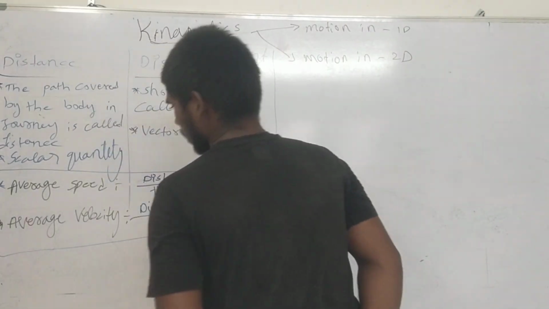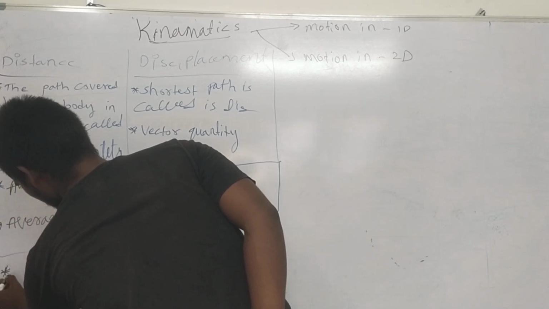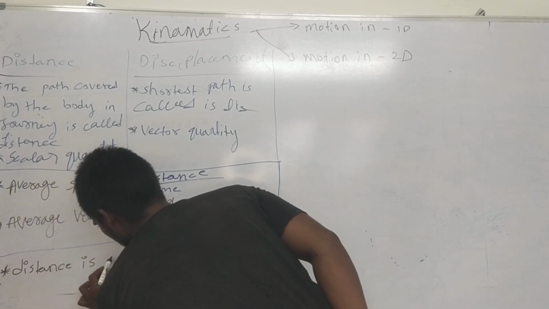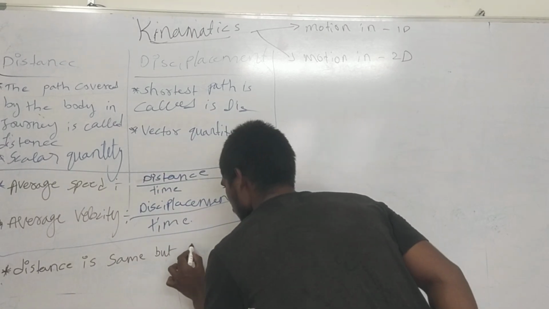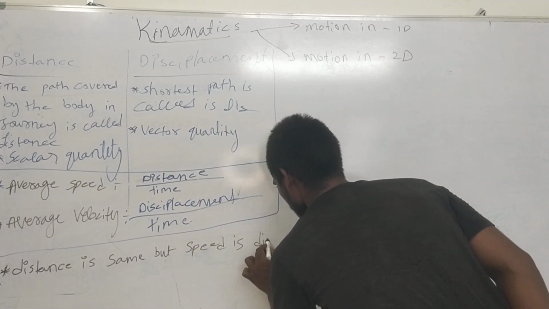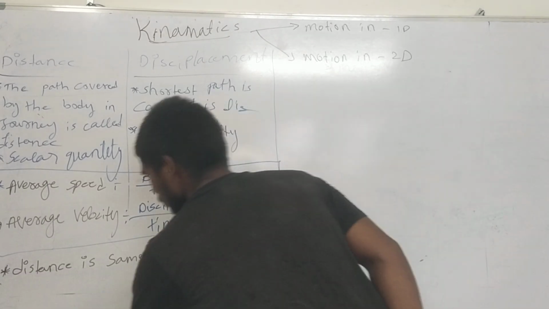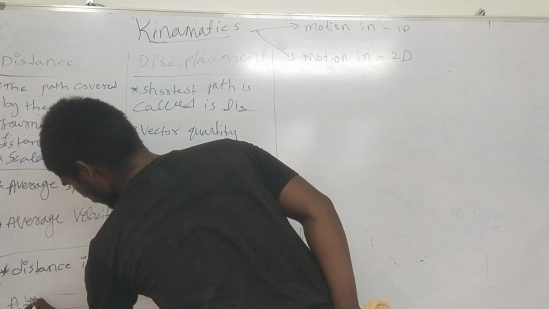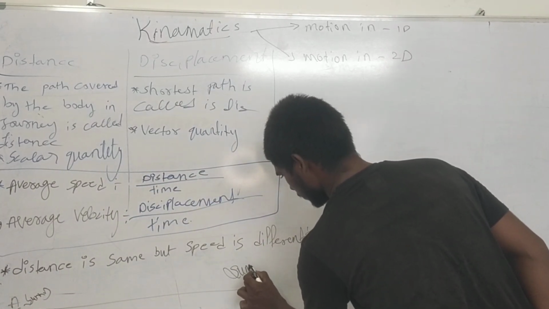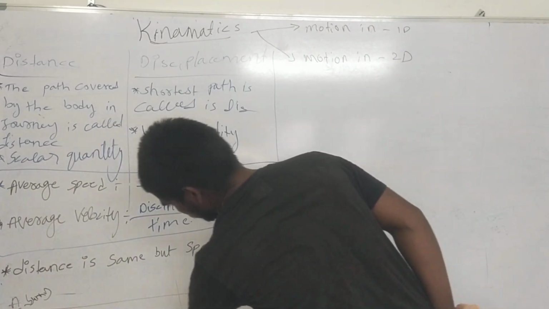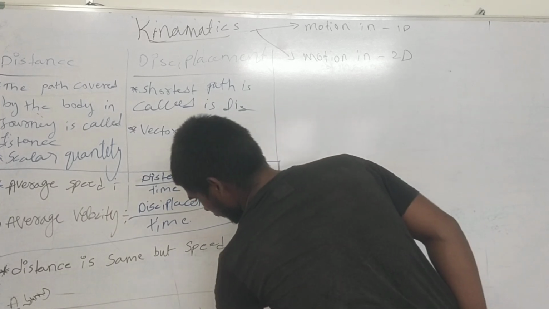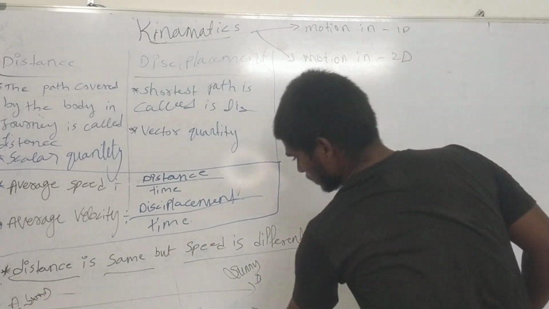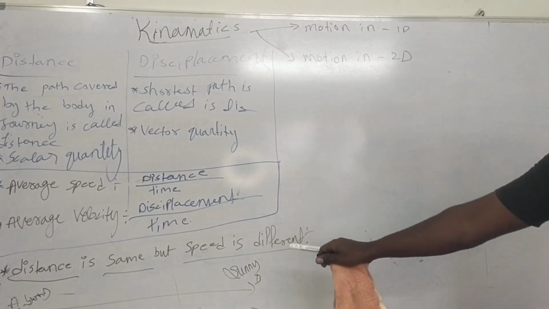We need to take one condition here. The condition is that distance is the same, but speed is different. Assume Sunny is traveling from A to B. The first half of the distance is D, and the remaining half of the distance is D. The distance is the same, but the speed is different, right?